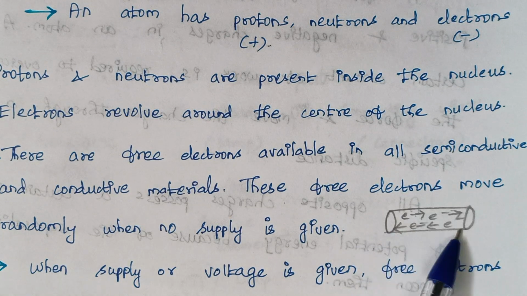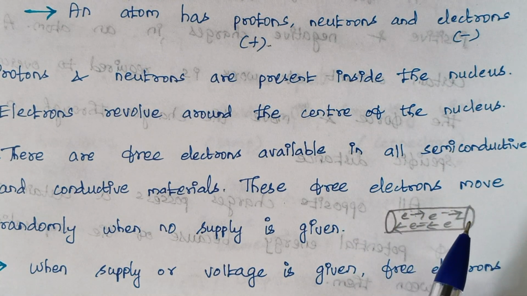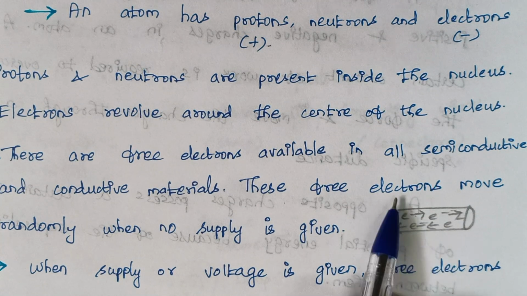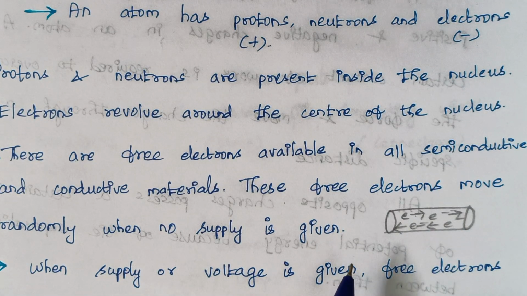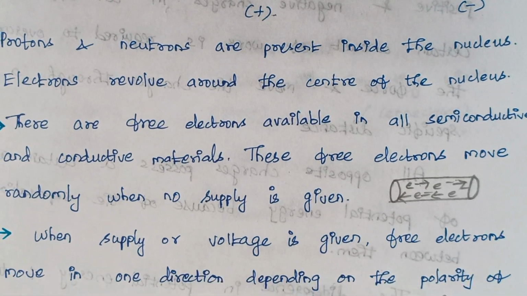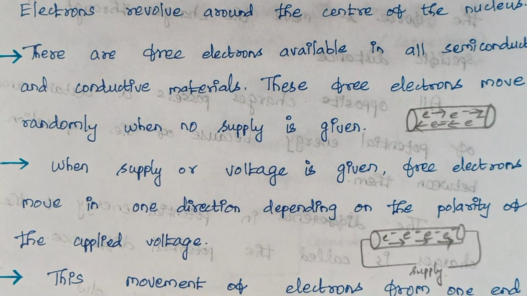For example, consider this as a conductor, and this conductor has some electrons like this. When no supply or voltage is given, these free electrons move randomly. That is, some electrons tend to move to the right side of the conductor, and some tend to move to the left side. When no supply is given, the electrons present in the conductors or semiconductors move randomly. And when supply or voltage is given, these electrons tend to align and start moving in a particular direction.